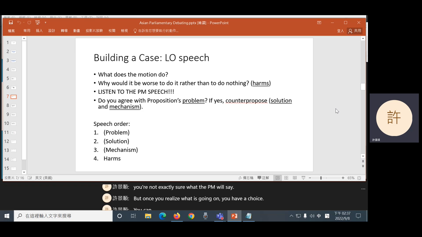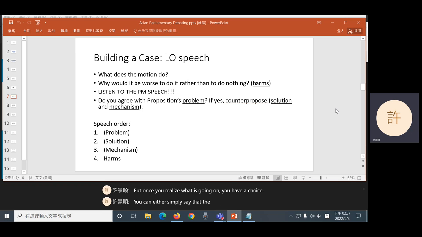You can either simply say that the government will make things worse, so we should oppose the government. Or you can say that the problem does exist, but the government will make things worse. So we, opposition, also want to try to solve the same problem, but in a different way. And this is called counter-proposing. Now, usually, we do not encourage counter-proposing because it means more work. But sometimes the problem is so serious and obvious that it is impossible for opposition to say there's no problem.